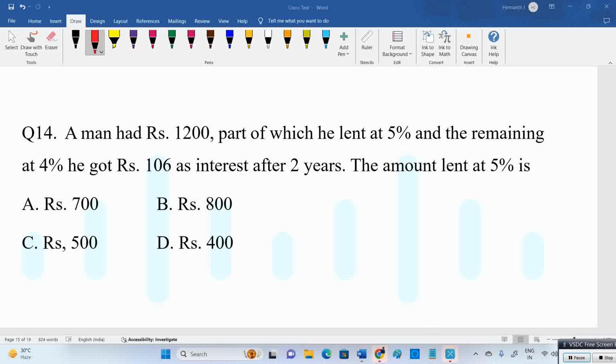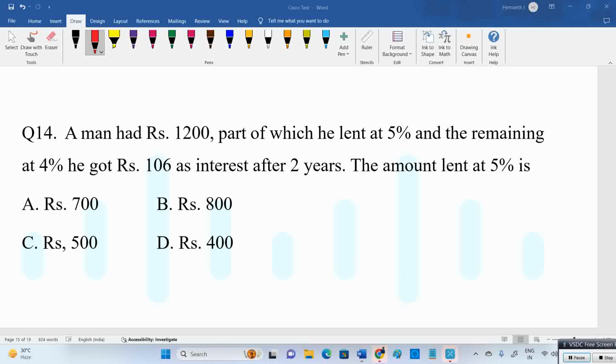Whether we discussed any question so far using mixtures and allegations, some butterfly diagram, into mark, taking difference, putting in opposite side. Did we solve any question like that? See, this question I'll handle in two ways. One using simple interest concept, the other one using mixtures and allegations, mixing.